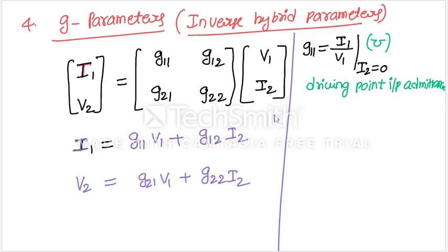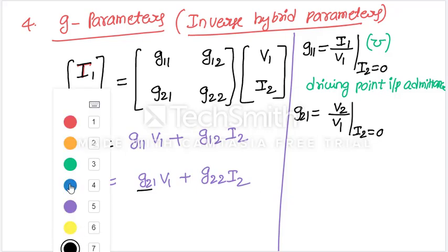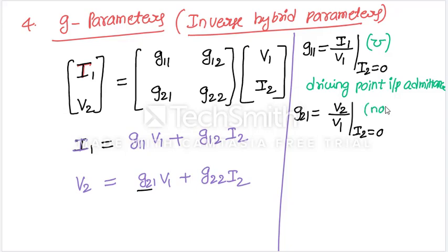Next, G21. G21 is V2 by V1 when I2 equals 0. Tell me the units. No units. So what should I call this? Voltage gain. Forward or reverse? This is forward voltage gain. Forward voltage gain.